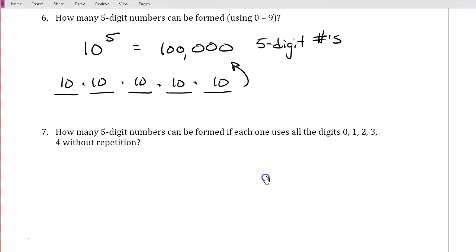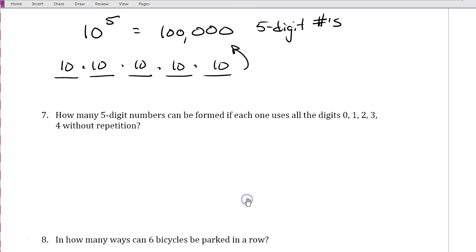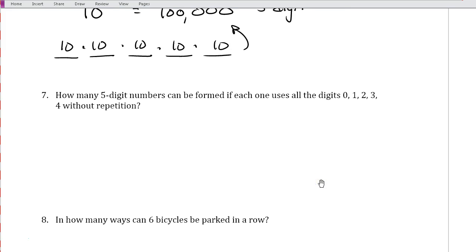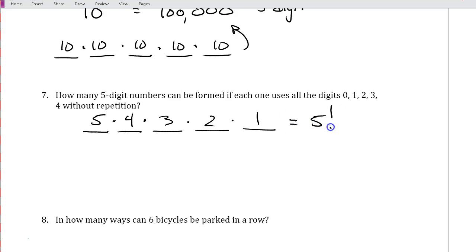Now for number 7, how many 5-digit numbers can be formed if each one uses all the digits 0 through 4 without repetition? Okay, so now again we have a 5-digit number. So we have 5 possibilities for the first one, times 4 for the second, times 3 for the third, times 2 for the fourth, and 1 left over for the last spot, which again is 5 factorial, or 120 different numbers.